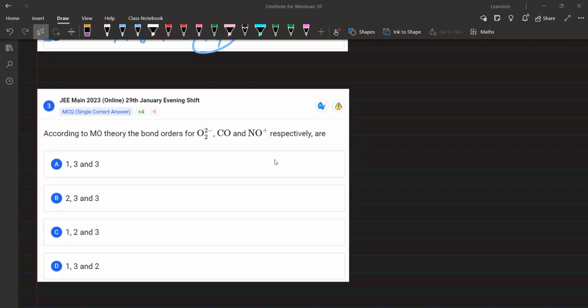So for O2 negative, you should know that it is what? For CO, you have to look at the number of electrons. If you look at the number of electrons for CO, it is equal to how much? It is equal to 14, right? 8 plus 6. And for NO positive also, it is equal to 14.